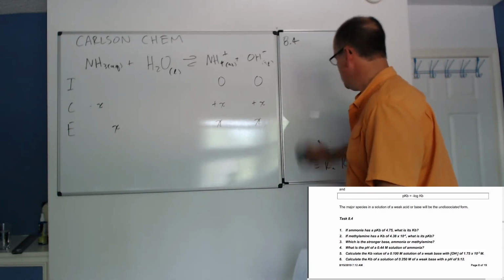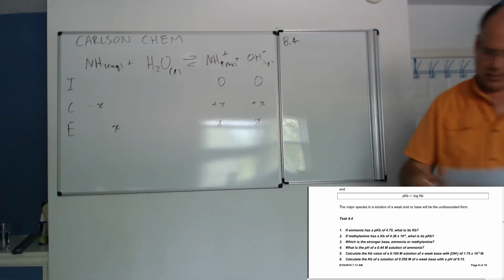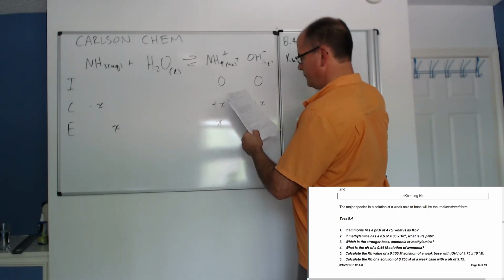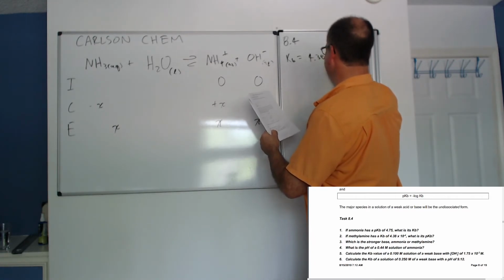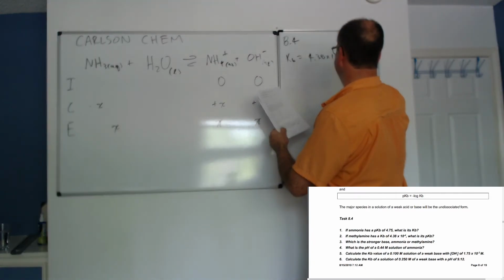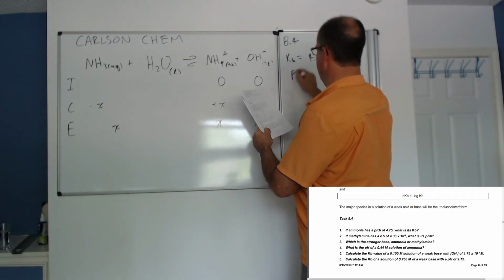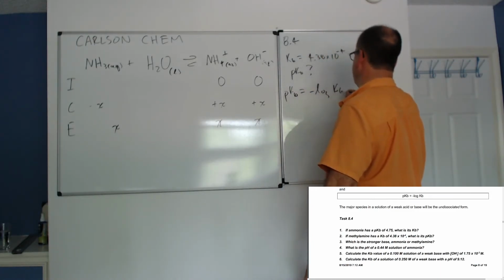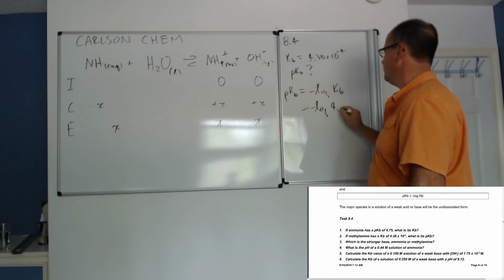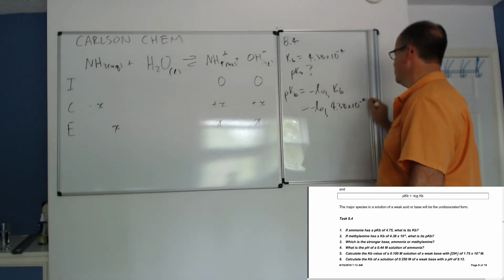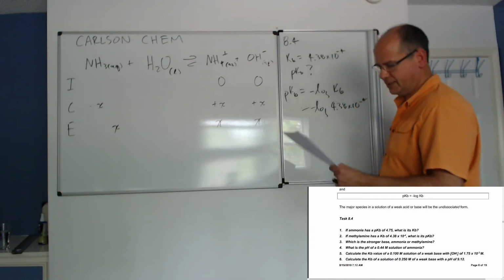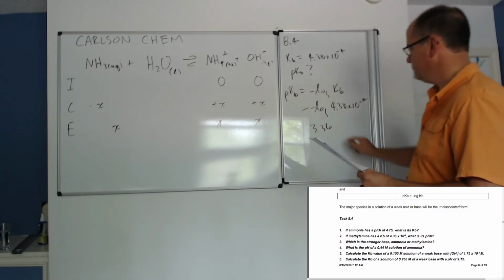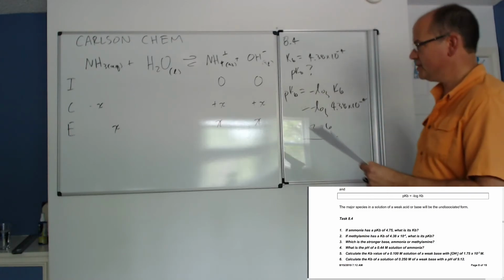All right. So number 2 is the same as the number 2 on the previous page. Kb is 4.38 times 10 to the negative 4. What's pKb? Again, pKb is equal to the negative log of Kb. So just plug it in. Negative log of 4.38 times 10 to the minus 4. Just plug it into the calculator, do the magic there, and you get 3.36. That's the pKb, 3.36.